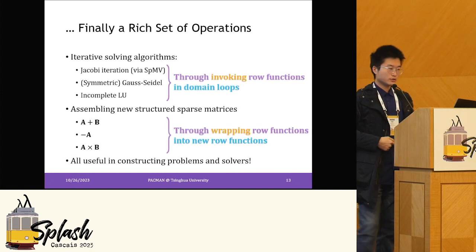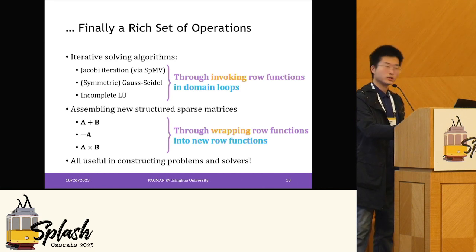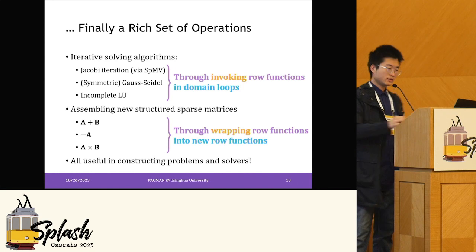And finally, M2S supports a rich set of operations based on the row function abstraction. It can do iterative solving algorithms through invoking row functions in the domain loops, as just described. And it can also assemble new structured sparse matrices by wrapping row functions into new ones, so that we can do multiplication, addition, or subtraction between two sparse matrices.